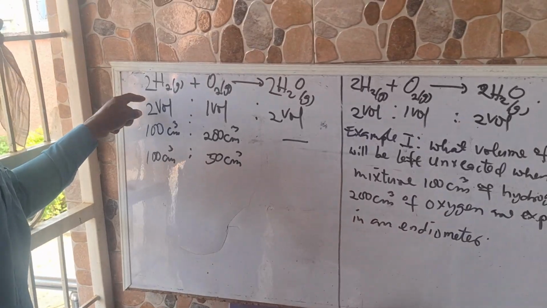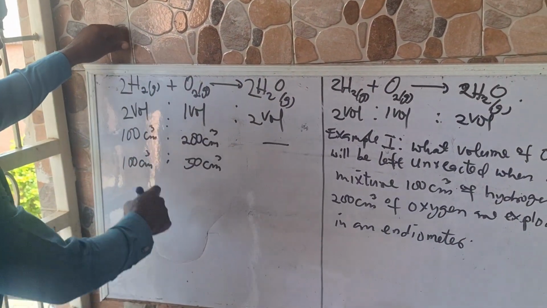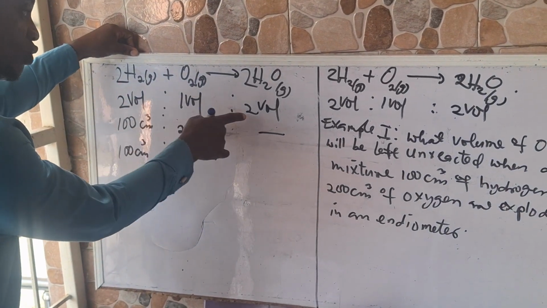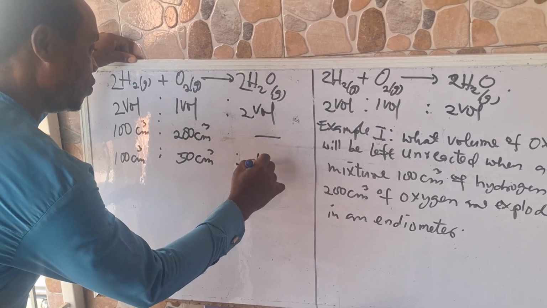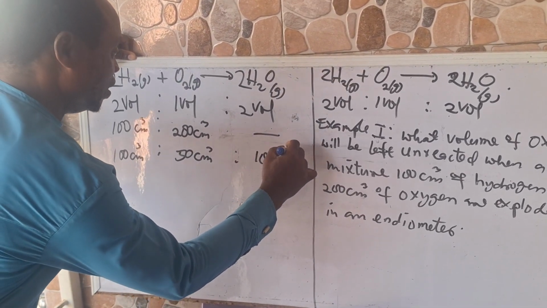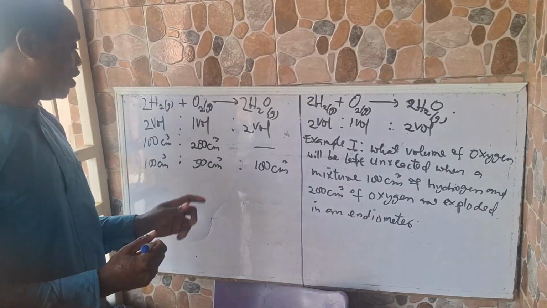Remember that the ratio of hydrogen gas to water is 2:2. So what I want to have here, since 2 is here and 2 is here, therefore you have 100 here, you have 100 here. So you have 100 cm³. Why am I doing that? Because hydrogen gas and water have the same volume, 100.